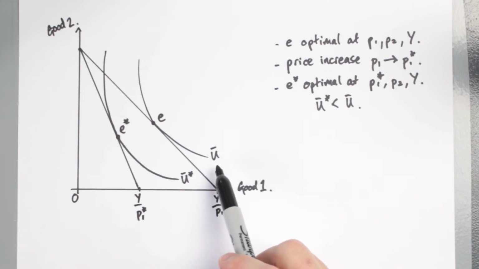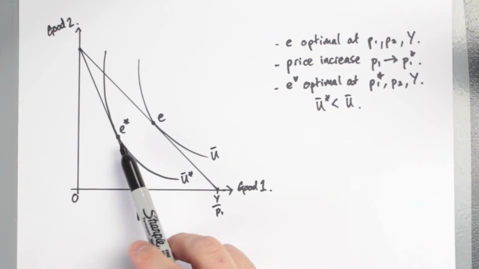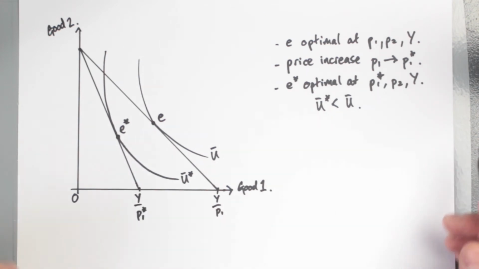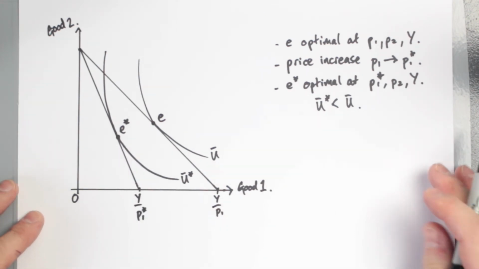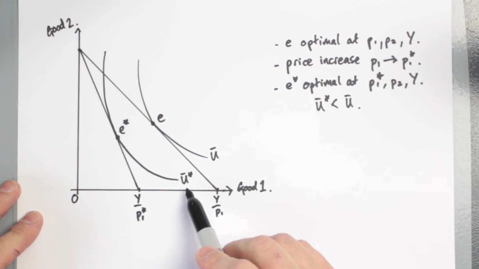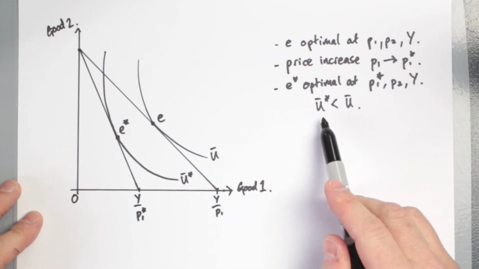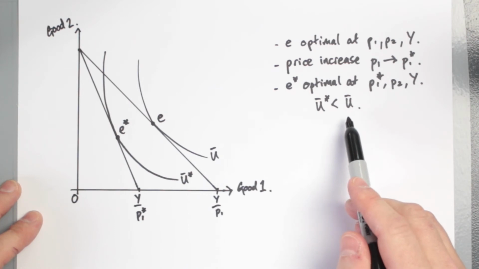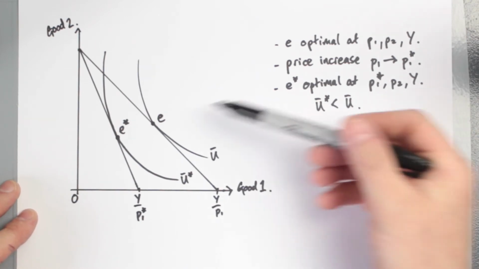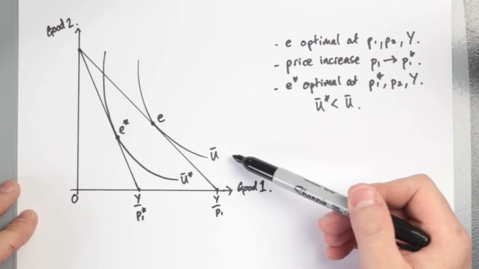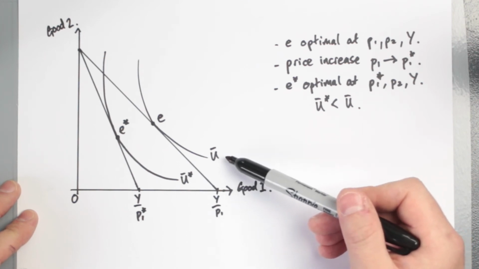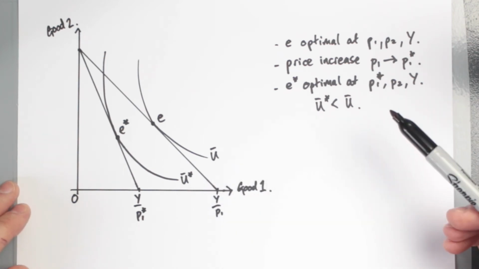Okay. I've labelled the bundle E as the initial optimal bundle, and made a note here that the utility of the bundle E is U bar. After the price change, the consumer chooses a different bundle, E star, which generates utility of U bar star. Okay, and U bar star is less than U bar. Okay, so we've seen the price increase in this diagram, and we know that it reduces utility from U bar to U bar star.